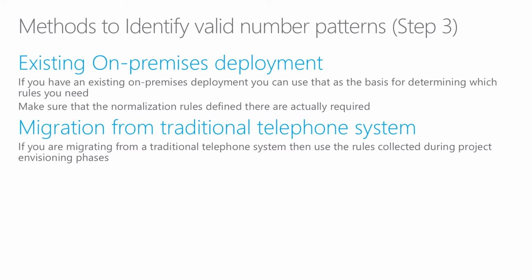My one caveat here, though, would be to make sure that the normalization rules that are defined there are actually required. It's possible that someone had created some rules previously in your on-premises deployment that aren't actually needed by the end users that are being assigned them. So I would just validate that all the rules that have been set up are actually needed. If they are, you can take and export the rules out of this existing on-premises deployment and import them into your new online deployment. We have a couple of slides coming up that show you a way that you can run a script to do that.